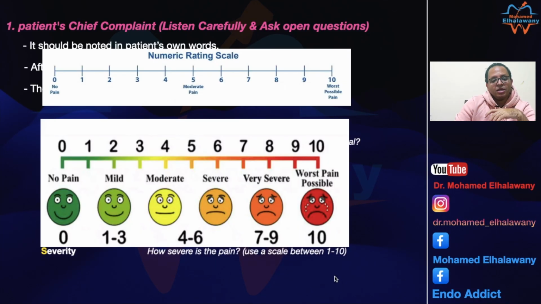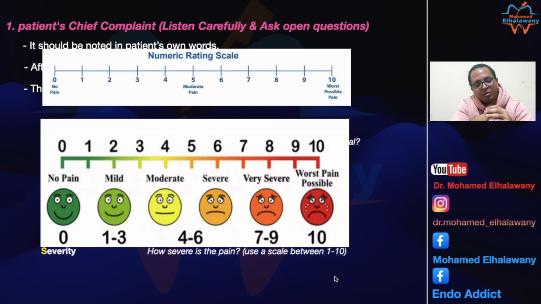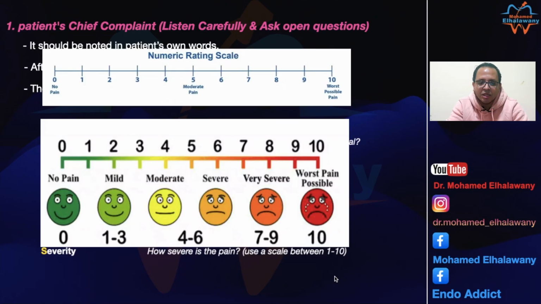Another scale is the numeric rating scale. It's a simple 0 to 10 scale, which works well in dental clinics. 0 is no pain, 10 is the worst, unimaginable pain. This is the most commonly used method in dentistry. Just ask the patient: can you describe the severity of the pain between 0 to 10? Give me a number, and the patient will tell you.